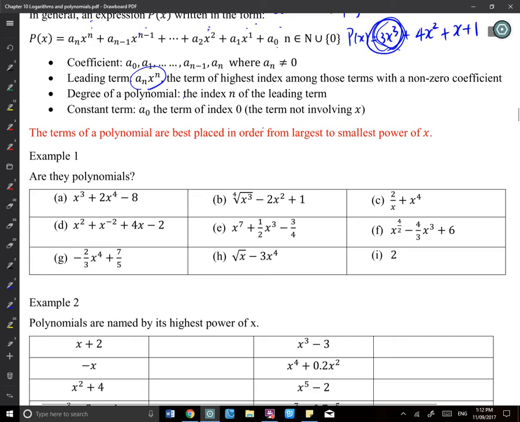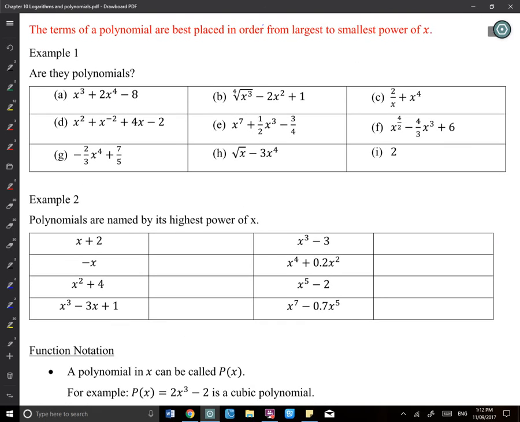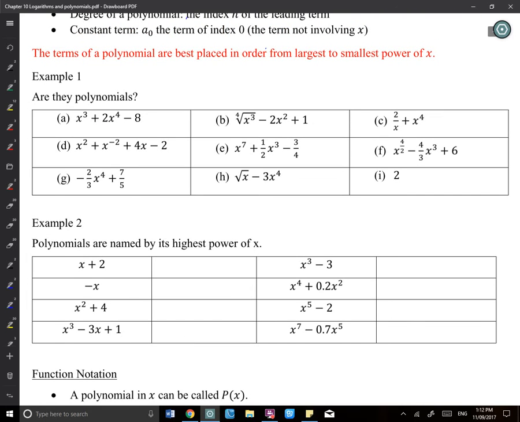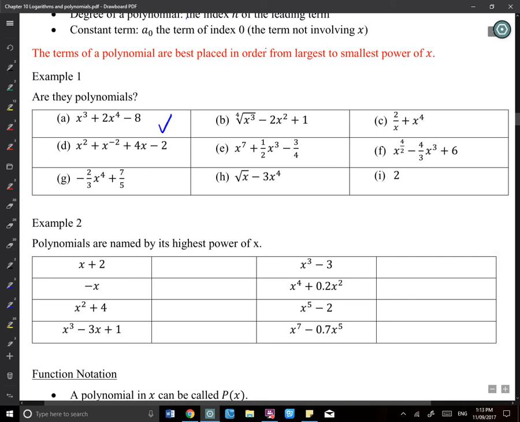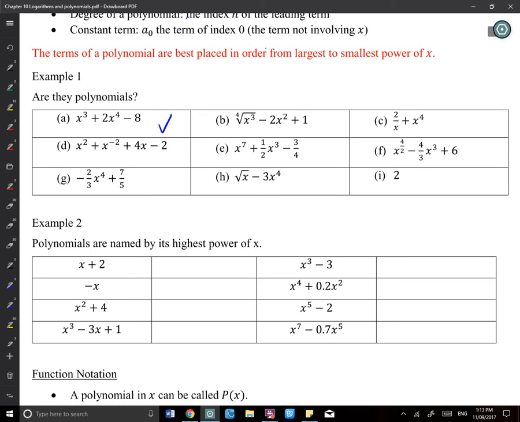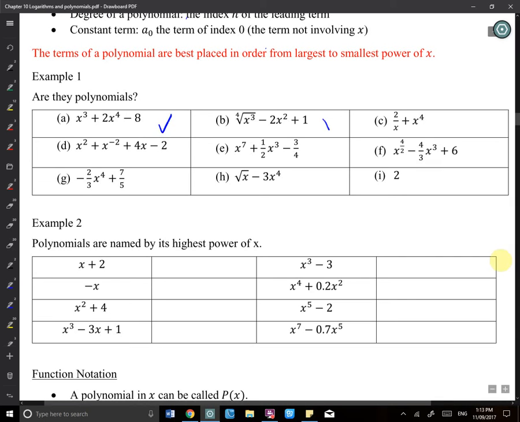Example 1. Are they polynomials? A, is that a polynomial? You just need to answer yes or no. Yes. Okay, number 2, B, is that a polynomial? Why not? It's not really a square root, but it's x to the power of 3 over 4. That's not an integer power. Okay, that one failed.